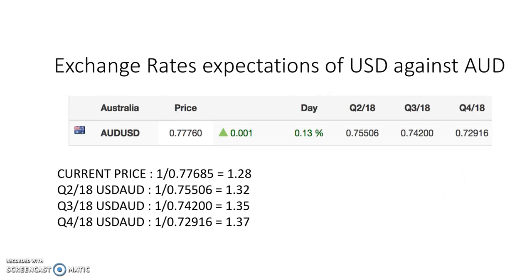As recalled from Trading Economics, the exchange rate expectation of USD against the AUD will increase. As you can see from the data, the current exchange rate of USD against AUD is 1.28, and it is expected to keep increasing to 1.32 and even higher to 1.35 in the next 6 months. If USD against AUD is expected to appreciate, investors will buy the currency.